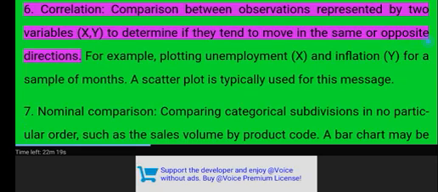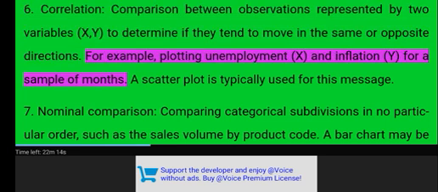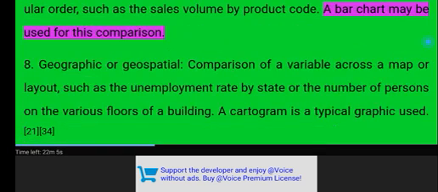6. Correlation, comparison between observations represented by two variables x, y to determine if they tend to move in the same or opposite directions. For example, plotting unemployment x and inflation y for a sample of months. A scatter plot is typically used for this message. 7. Nominal comparison, comparing categorical subdivisions in no particular order, such as the sales volume by product code. A bar chart may be used for this comparison.